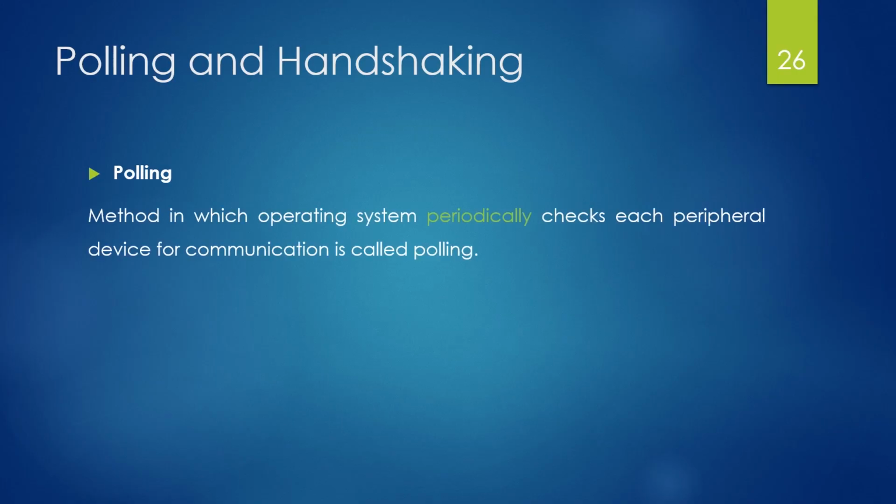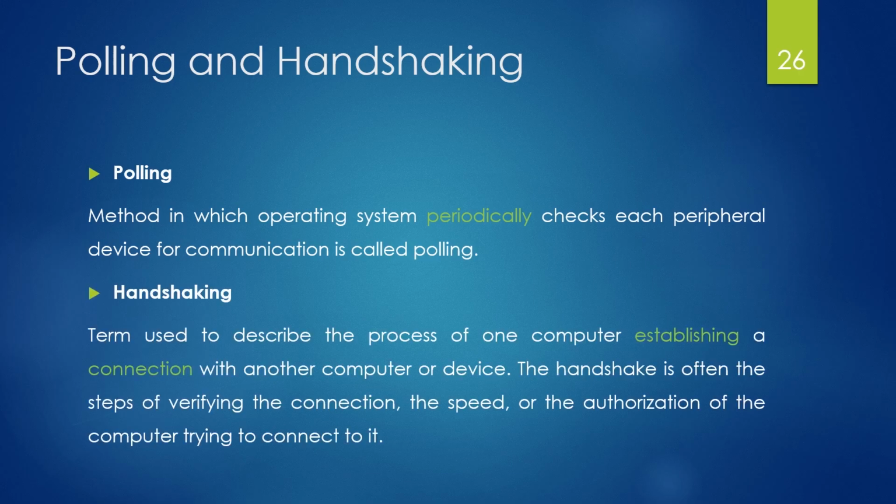Polling and handshaking. So we are going to see polling first. The method in which the operating system periodically checks each peripheral device for communication is called polling. And handshaking is a term used to describe the process of one computer establishing a connection with another computer or device. The handshake is often the steps of verifying the connection, the speed, or the authorization of the computer trying to connect to it.